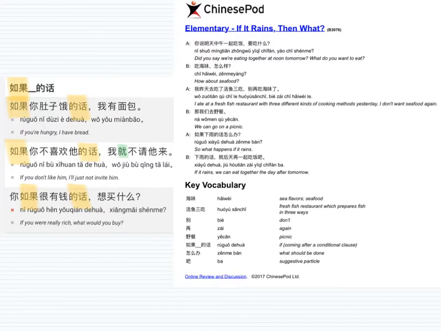And then on the right-hand side, you can see the little dialogue from Chinese Pod. You should be able to find this online if you'd like to listen to the full lesson.